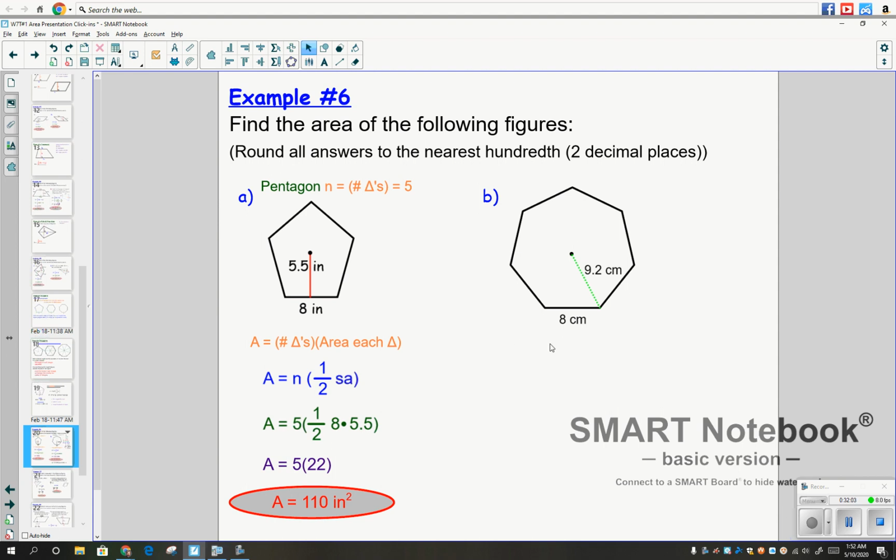Second one: area of a triangle times the number of triangles, times the area of each triangle. N times 1/2 times S times A.